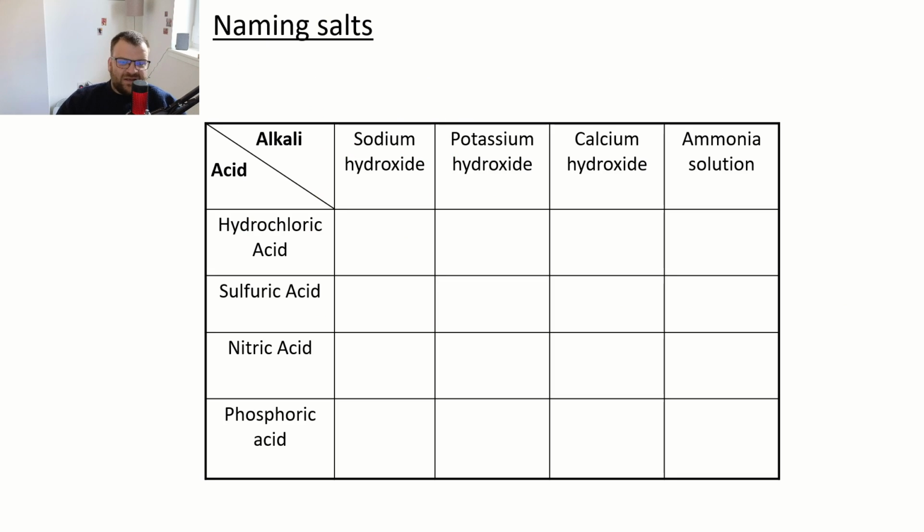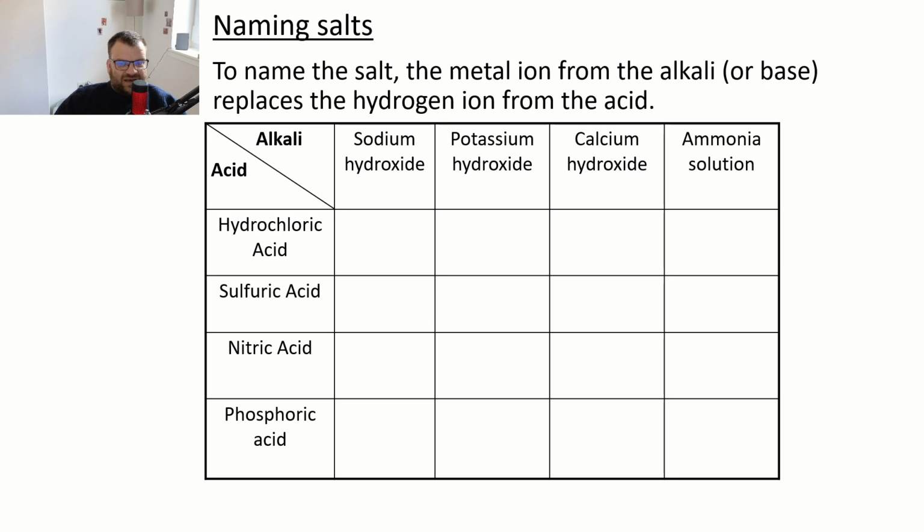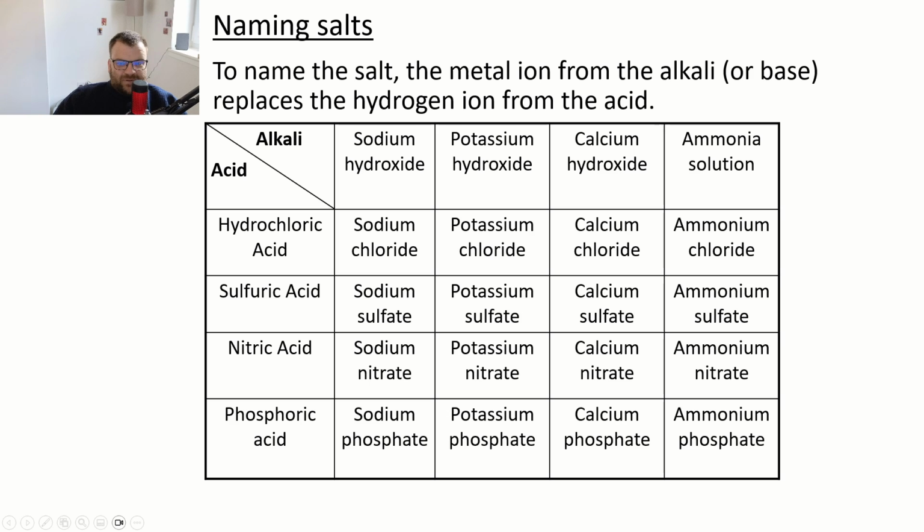When it comes to naming the salts, the first part of the name comes from the alkali or base that was used, and the second part of the name of the salt comes from the acid. So we'll go through a couple of these. For example, if you have hydrochloric acid and sodium hydroxide, you would make sodium chloride. Potassium hydroxide and sulfuric acid make potassium sulfate. You can see how they fit quite nicely together.